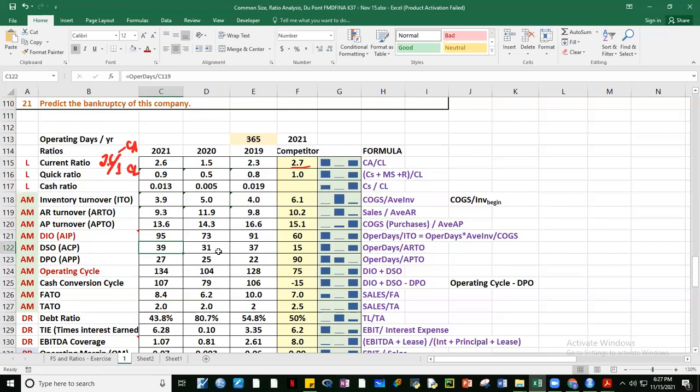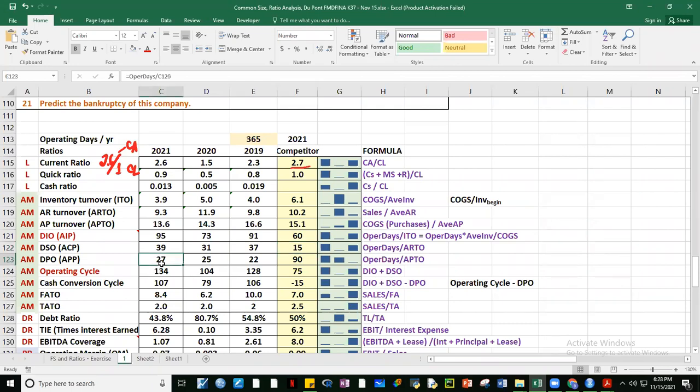In fact, nag-deteriorate yung collection period noong 2020, 31 days. Okay, sa 2019 medyo mababa din, 37. Pero guys, yung competitor in 15 days kolekta kagad sila. 15 days. So they sell on account, tapos within 15 days they're able to collect already. Okay, how about this guys?